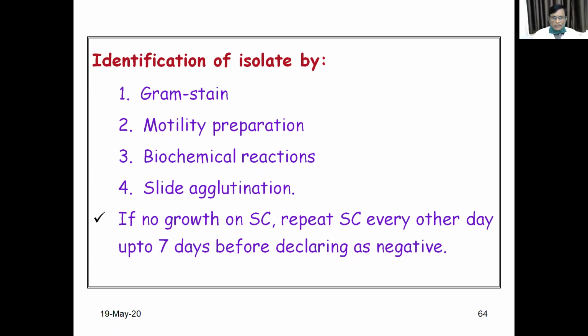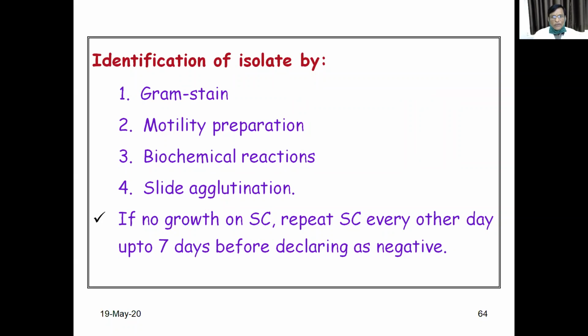We will do a Gram stain; you will see Gram negative bacilli. You will prepare a depression slide for the motility test. S. typhi, paratyphi A, and paratyphi B are motile. And you will do biochemical reactions, which we already discussed, using sugars that produce gas and acid, and slide agglutination with polyvalent sera and specific sera for S. typhi, paratyphi A, paratyphi B.